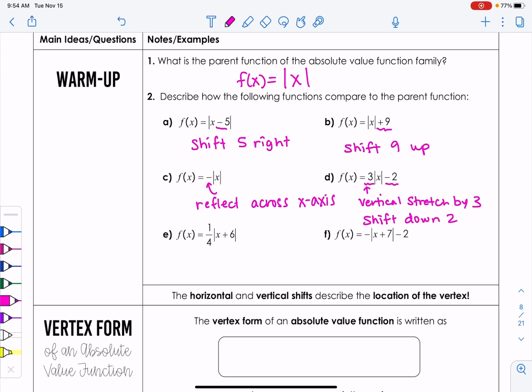Take a look at part E. I see a 1/4 on the outside. Well, when we had the 3 on the outside of part D, that was a vertical stretch. It got bigger. So a 1/4 on the outside means that it's going to get smaller. It's going to be that vertical compression by the 1/4. And the other piece that we have is an inside +6. Now inside we have to put inside of our head and do opposite of what we think. This is going to shift 6 units to the left.